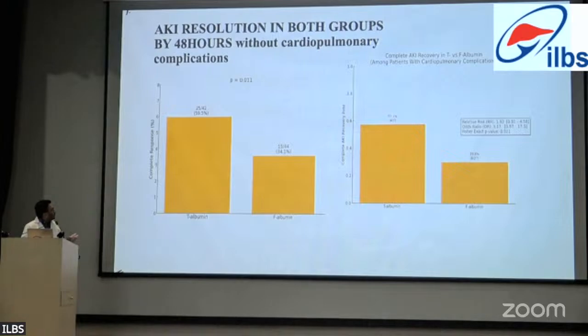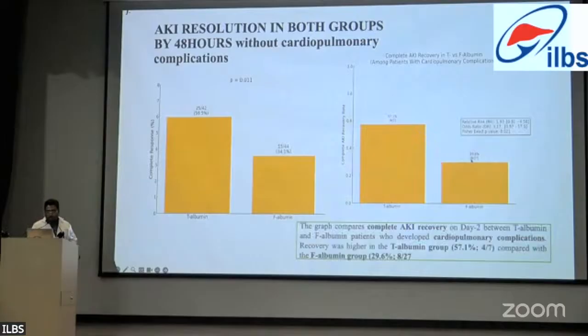Among those patients, 8 have received the response in the kidney function. So the graph shows the complete AKI recovery on day 2 between the tailored dose albumin and the fixed dose albumin, who developed cardiopulmonary complication, where the recovery was higher in the tailored dose albumin group, 57% compared with the fixed dose albumin.